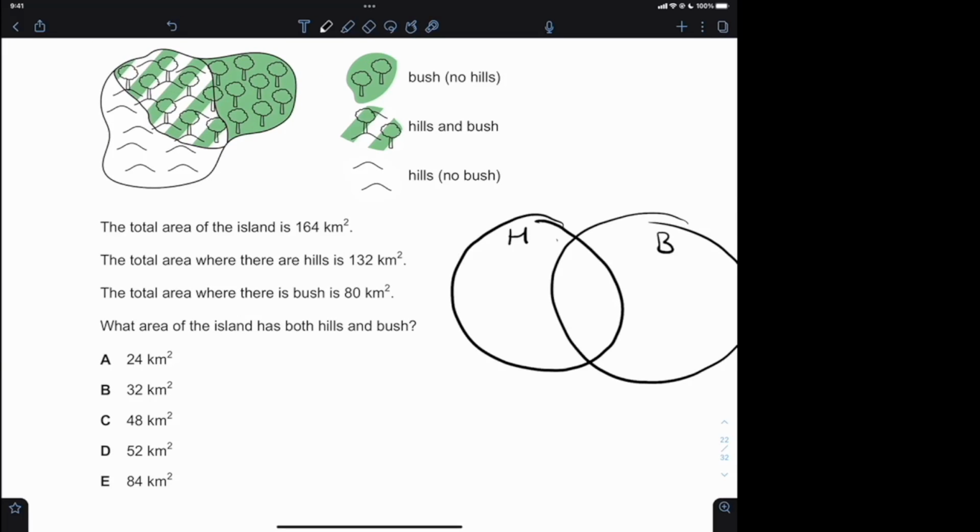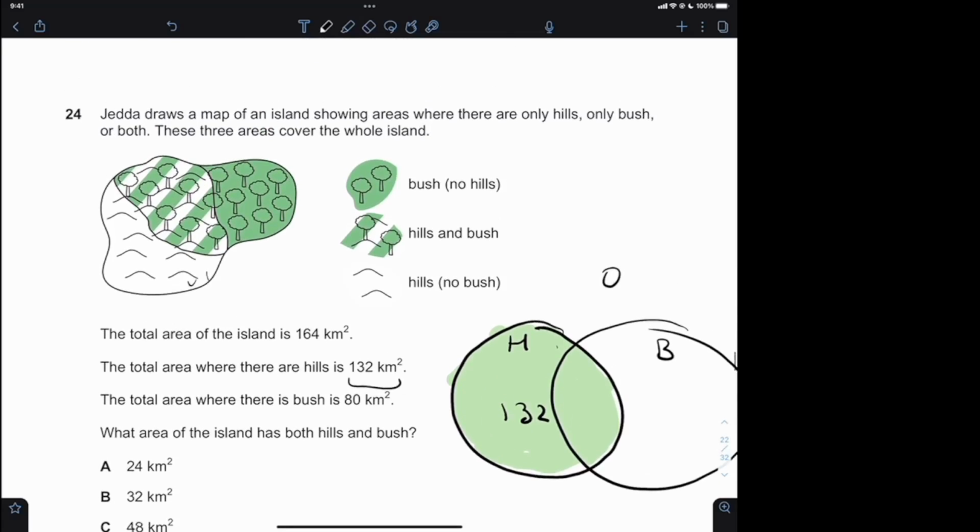Now, when we are told that there is 132 kilometers in the hills, this is not just in this region here. This spans this region as well, meaning that it spans the whole circle where we have hills. That is 132. Now, what makes this Venn diagram a little bit easier than other ones is that there are no numbers on the outside. The whole 3 areas cover the whole island, right?